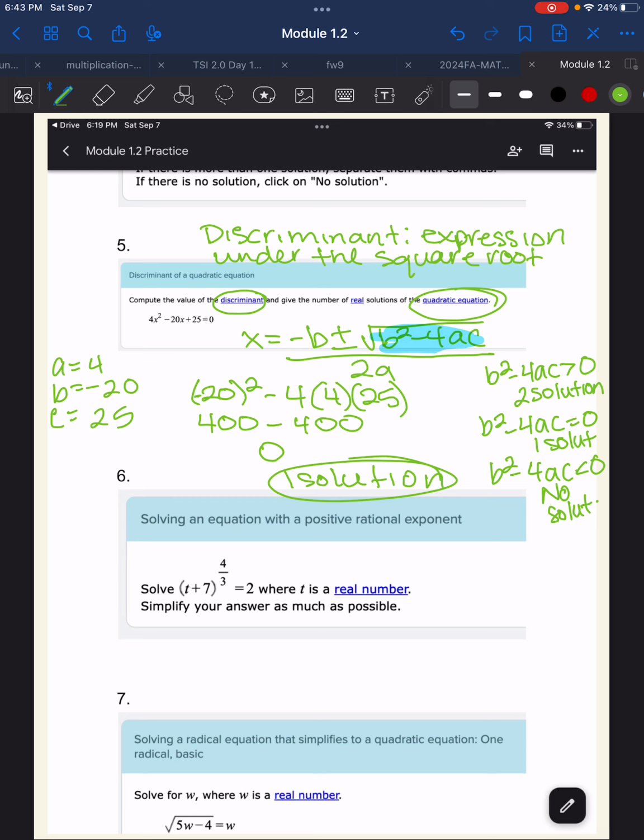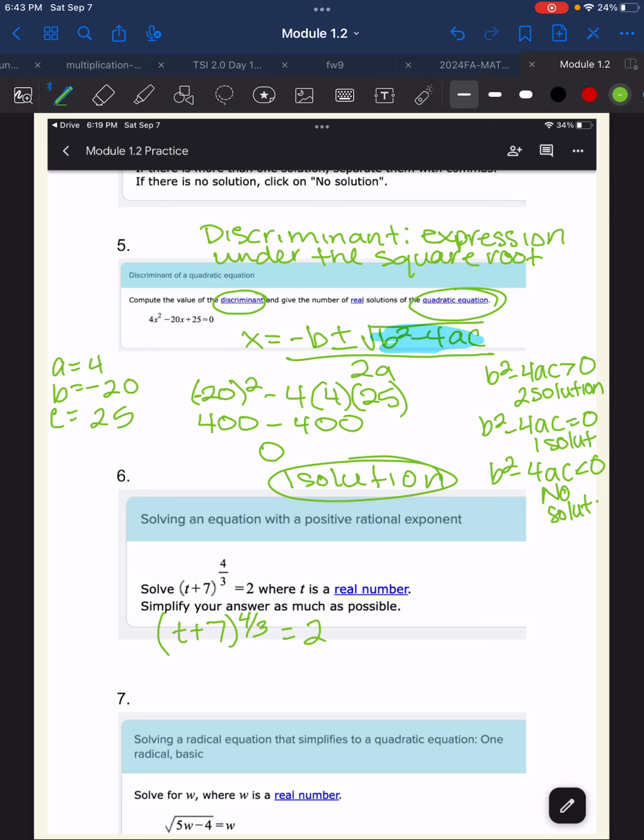Number 6. Solve t plus 7 to the power of 4/3 equals 2. So what we're going to do is get t by itself. That's my goal. So that means I need to unfold all of this.